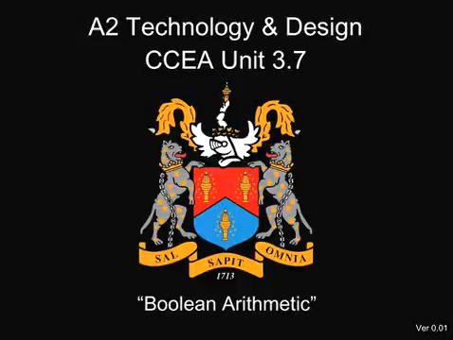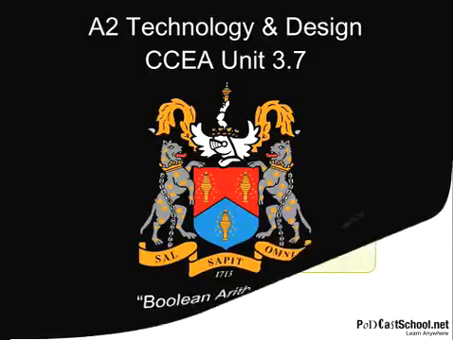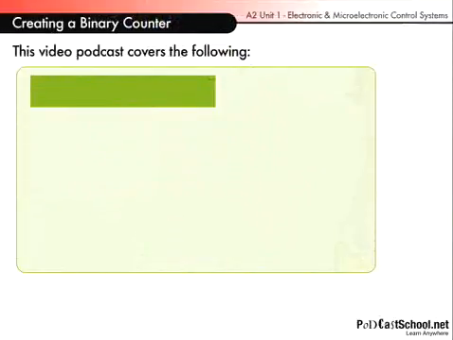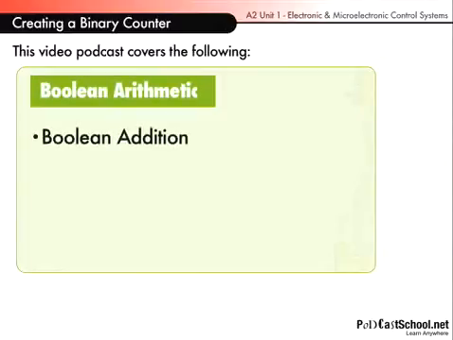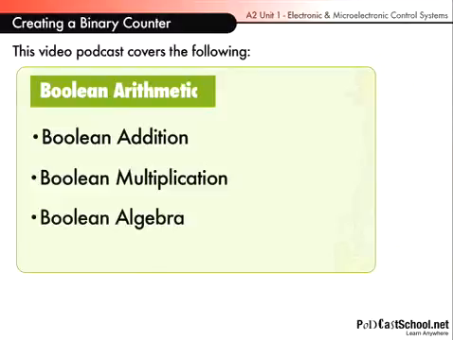This is a video podcast on A2 Technology and Design, and we're going to be looking at the SIA revised syllabus for this, and indeed this section comes from Unit 3.7 and is entitled Boolean Arithmetic. So this video podcast is going to cover the following things: Boolean arithmetic, which will include Boolean addition, Boolean multiplication, and Boolean algebra.